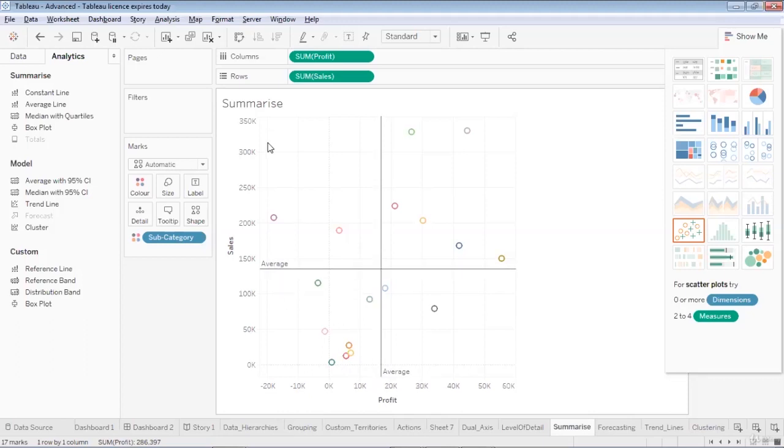And if I talk about the average sales across categories, subcategories, I see that the average sales is around 135,129. This is the average sales across the subcategories. So using this average line will help me draw vertical and horizontal lines corresponding to the average value of each of my axes. So this is what the average line function does.